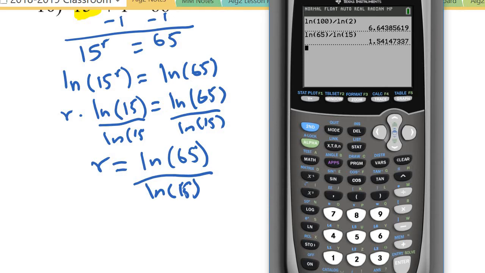Just isolate the exponent expression, then take ln of both sides and simplify. Now we can write this as approximately 1.5415. Don't forget to use the approximately equal to sign.